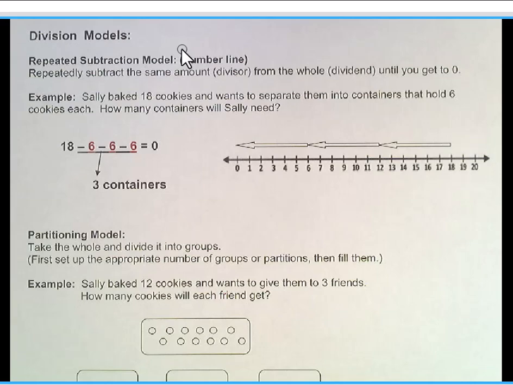Now we're going to look at some division models. We've done addition, subtraction, multiplication. Now it's time for division, and we're going to stick with whole numbers.